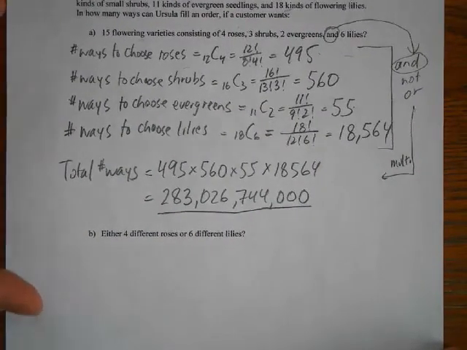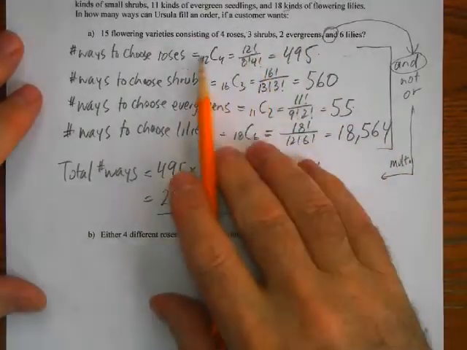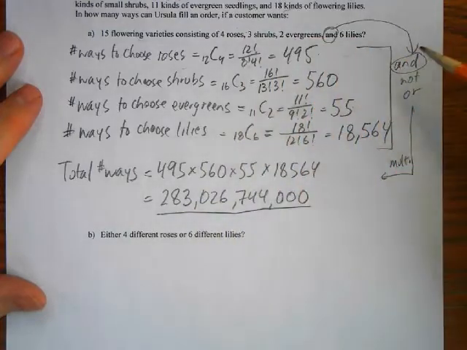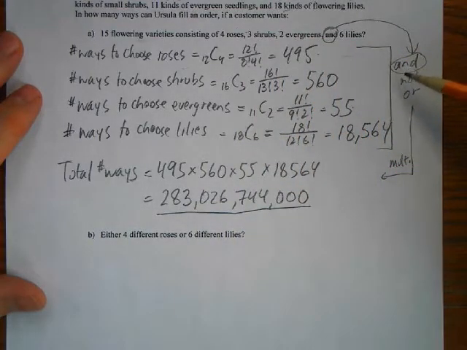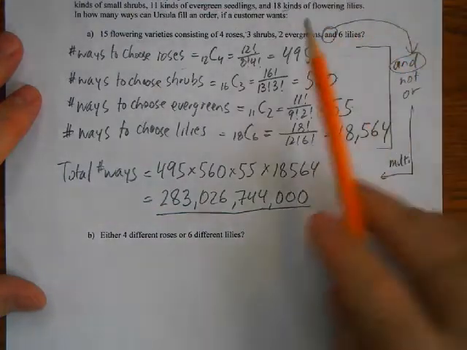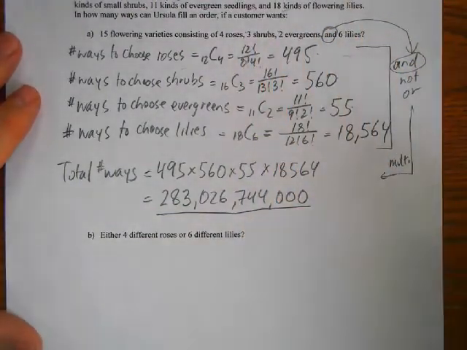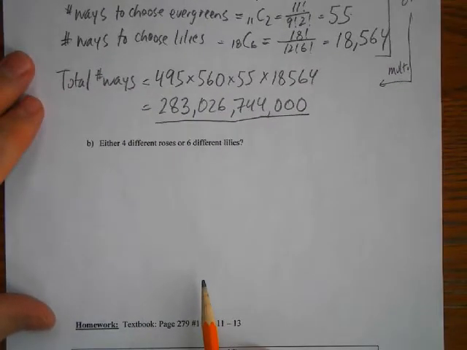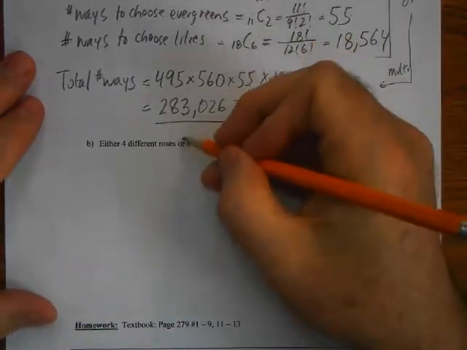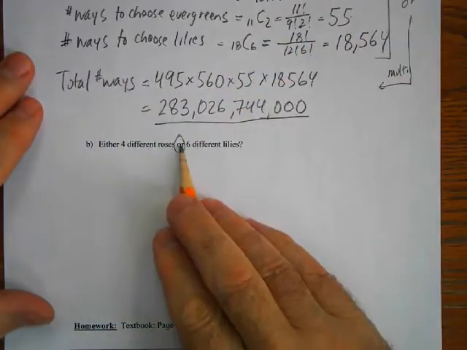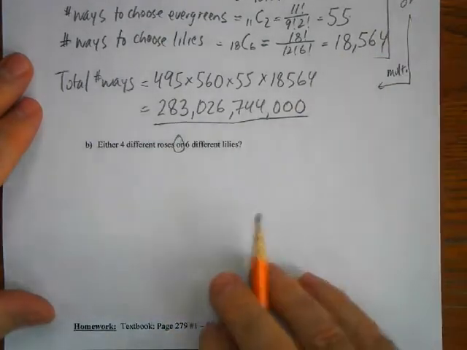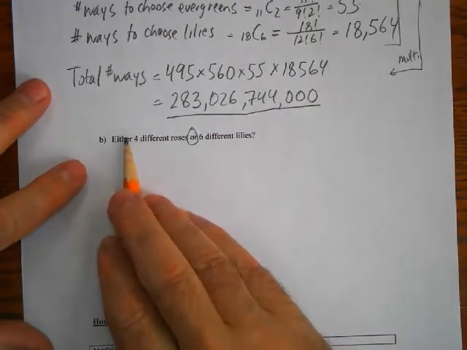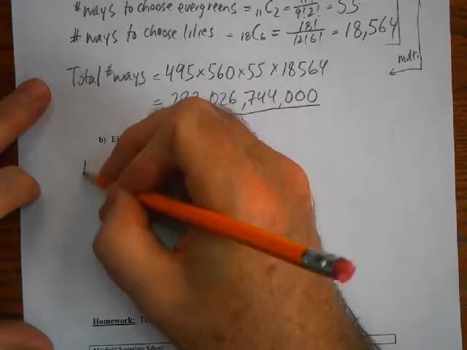So again, we looked at the number of ways for each of them individually, and then determined is this going to be additive or multiplicative? It depends on the words "and" or "or." Now in this case, you can see part B says either 4 different roses or 6 different lilies. Right away, based on what we just did, you can see this is going to be different. This is going to be adding them together. So again, let's figure out how many ways we can do each of these independently.